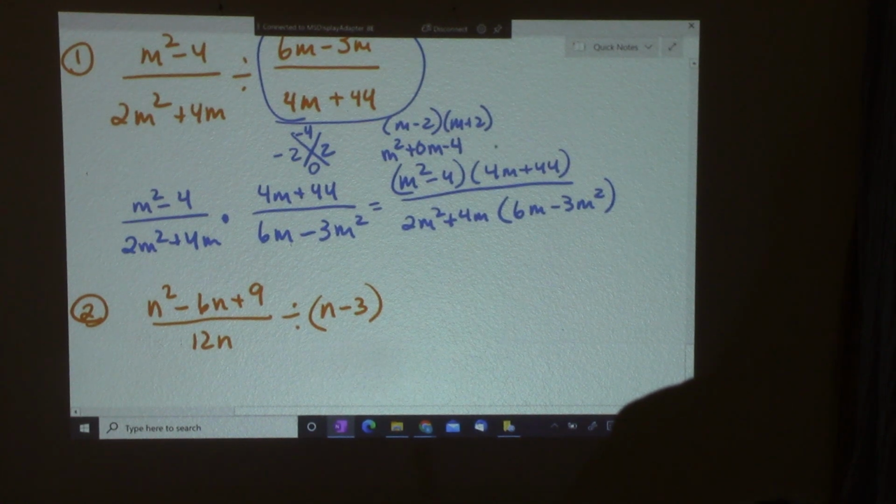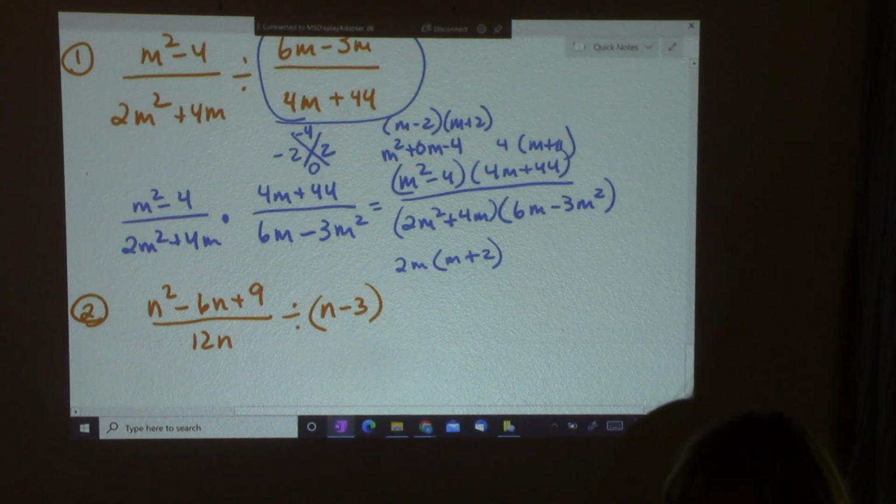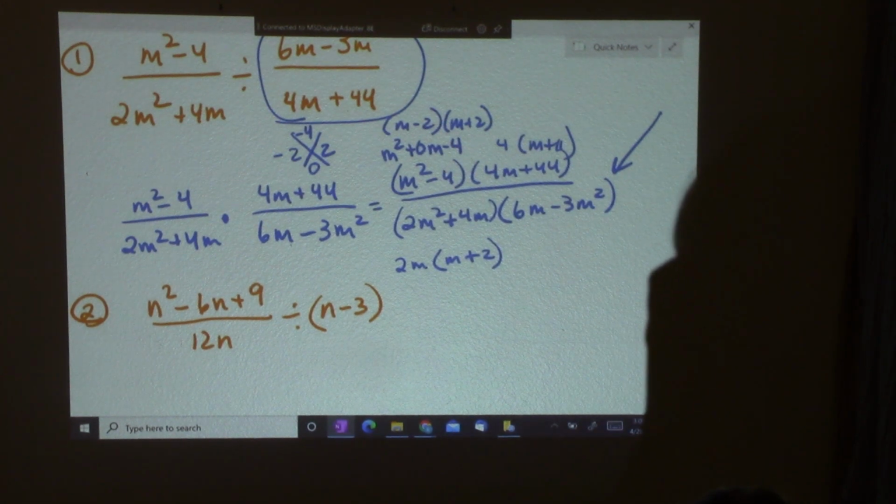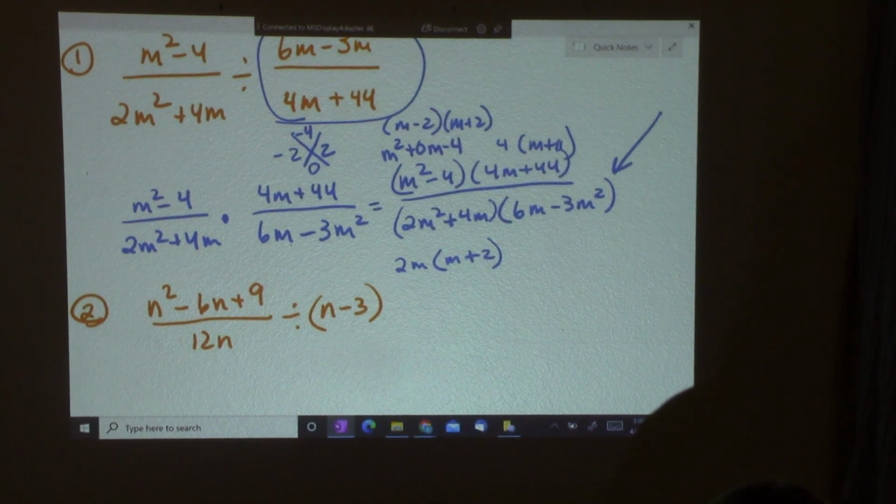And now I'm going to factor out a 4 here. So I have m plus 11. And here, I'm going to factor out 2m, and I get m plus 2 down here. Now, I don't like this because I have the m squared second, and I also have a negative m squared there. I'm not going to be able to cancel stuff. So, I'm going to factor out a negative 3m.